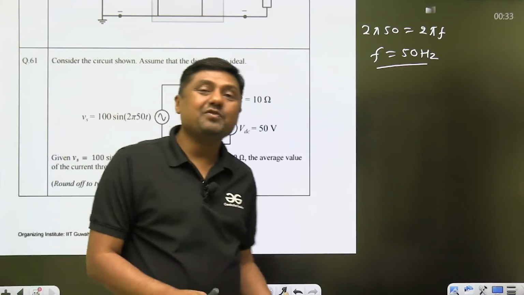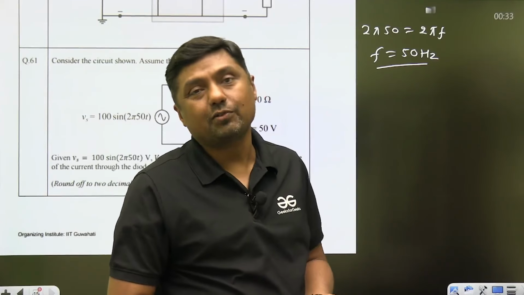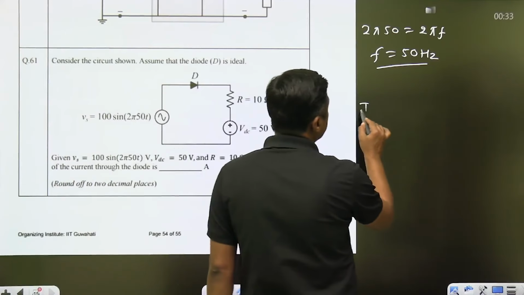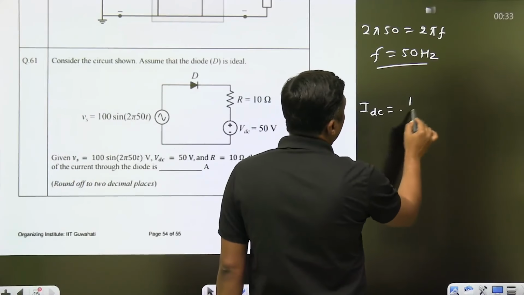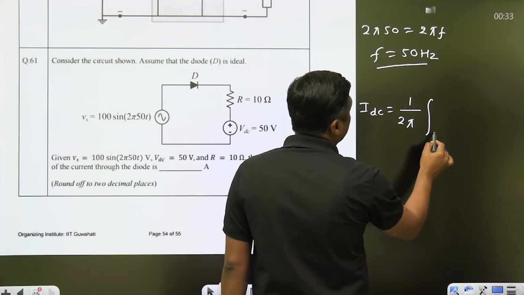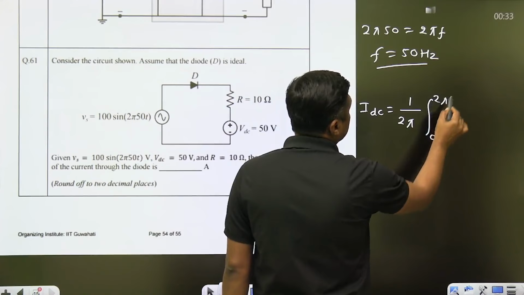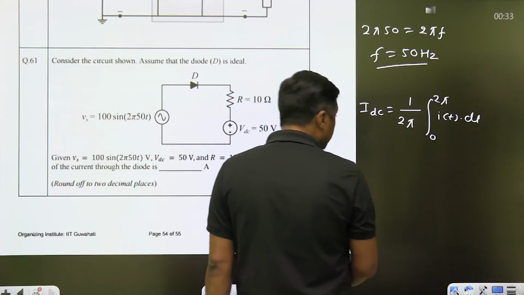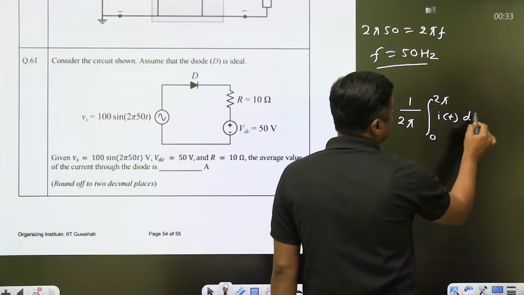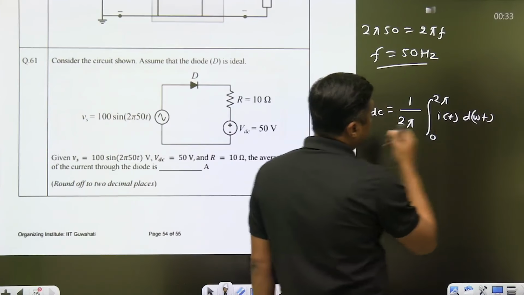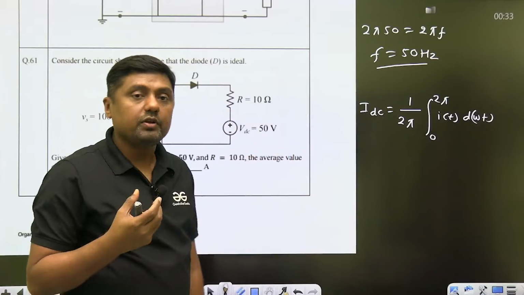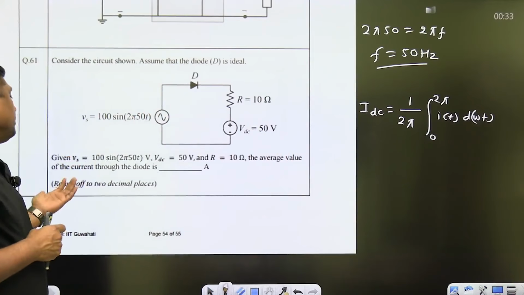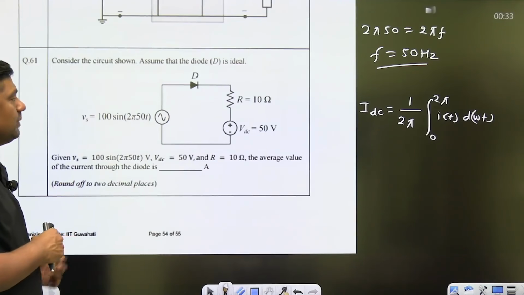What is the average value of the current? Average means DC value we have to calculate, guys. So what is the formula for the DC value of the current? 1 by 2 pi, that is the total period, right? 0 to 2 pi, IT d omega t. We have to integrate, right? So first of all, we will find the equation for IT, and then we will integrate. And then you can find the average value rounded off to 2 decimal places, guys.